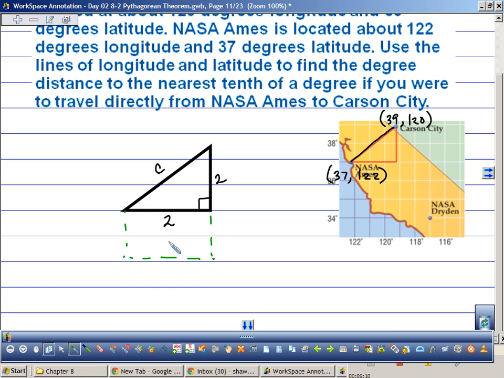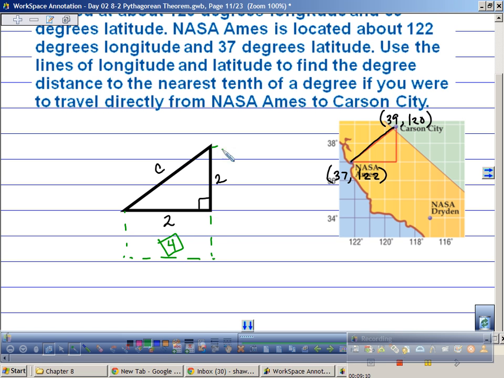So this square is how much? 4. And this square is how much? So the sum of the squares should equal the square of the hypotenuse, right? So how much is 4 plus 4? 8. So if the area of the larger square is 8, how do I find the side of it? The square root of 8.